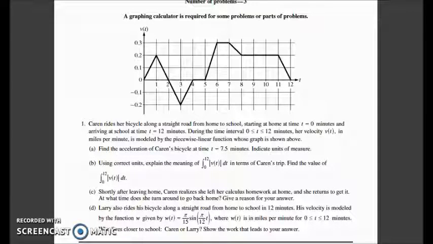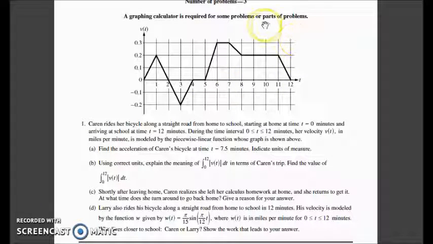Hello, so this is a video about 2009 AB FRQ question 1 with calculator. This problem gives us a velocity graph with minutes on the x-axis and miles on the y-axis. Notice how each interval here is 0.1 mile, and these are in minutes. This is a relatively easy, straightforward question, but there may be a couple tricks that I will specify when we get to the parts.